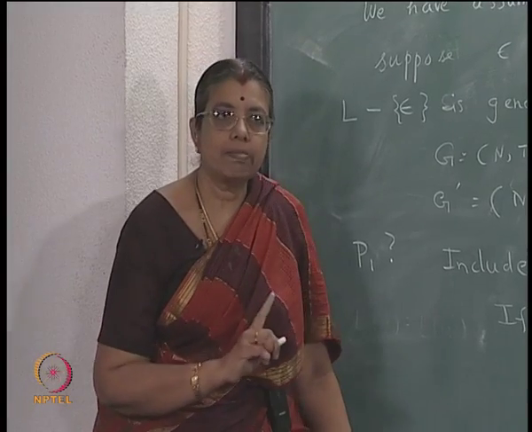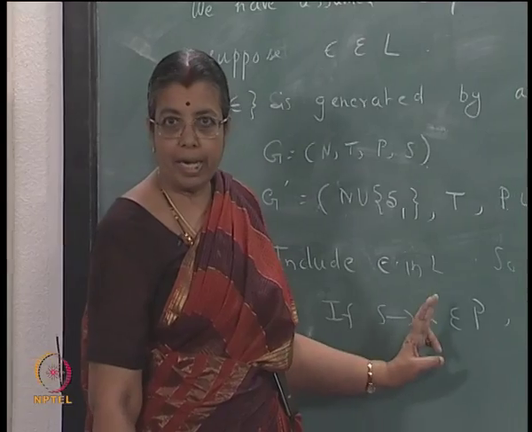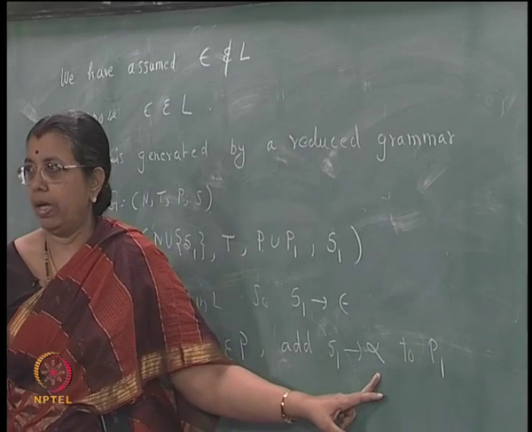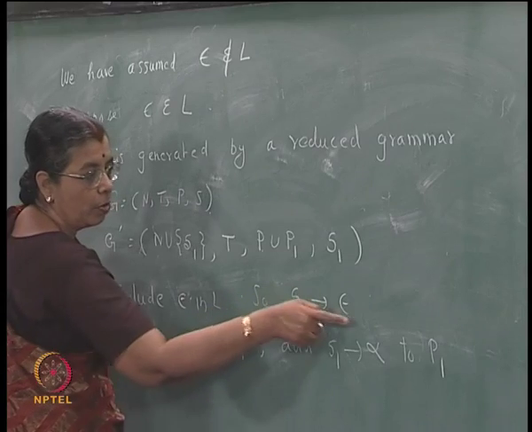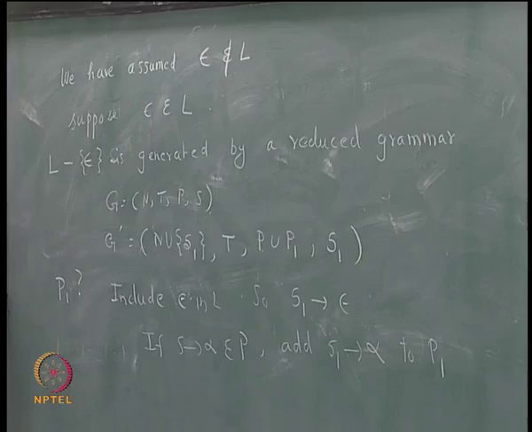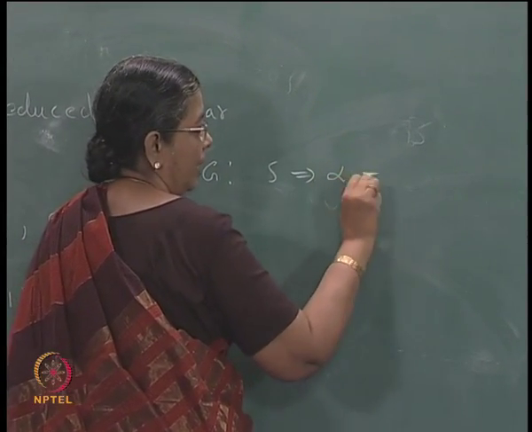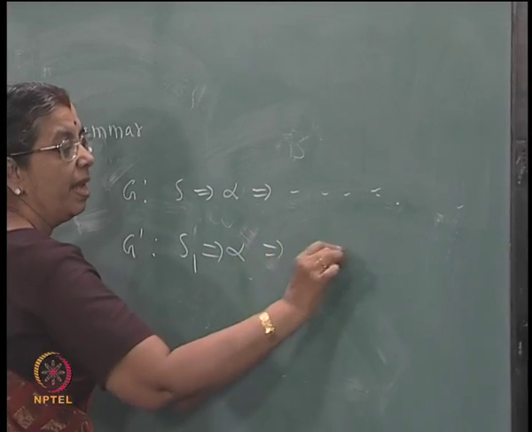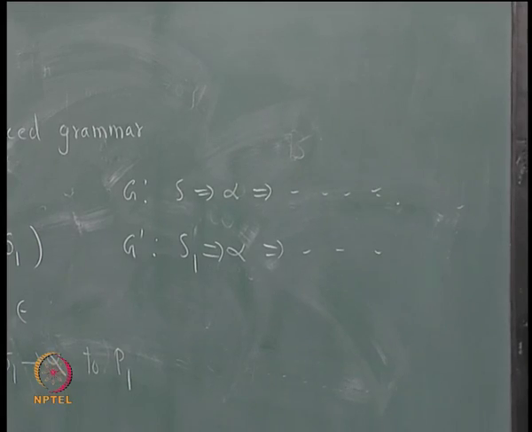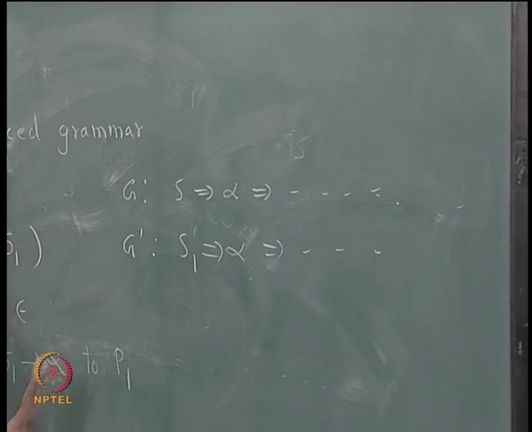This makes sure that the start symbol does not occur on the right hand side. The earlier grammar did not have S1, so alpha cannot contain S1. So, S1 will not occur on the right hand side of any production. And if you want to derive epsilon, you have to use this rule and this rule only. Now, if you have a derivation in G of the form S goes to some alpha and so on, in G dash you will have S1 goes to alpha, the same derivation; only the first step will be changed. Whenever a string is derivable in G it is derivable in G dash, and vice versa. Apart from that, you are also deriving epsilon.